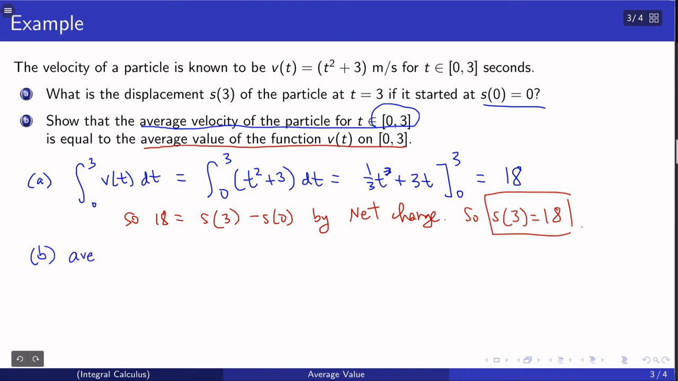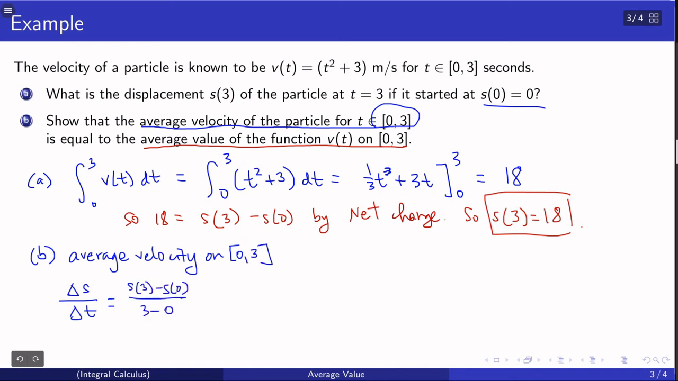Right? What is the average velocity? How is it defined for us? So the average velocity of the particle is equal to the change in displacement over the change in time. Right? That's how you can compute the average velocity. And on the interval from 0 to 3, this is s of 3 minus s of 0 over 3 minus 0. Right, so this is 18 over 3, or 6.